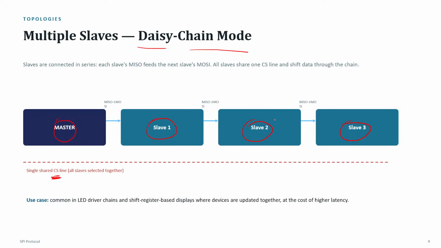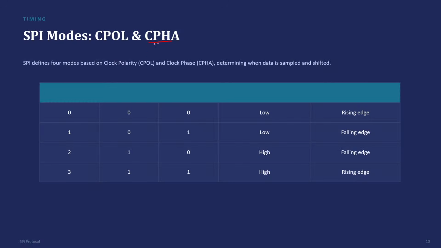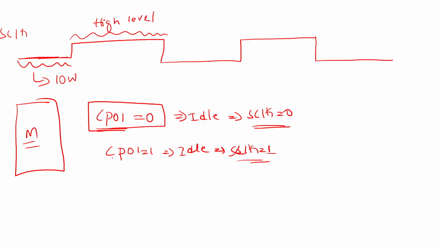And when to shift the data and when to sample the data is basically decided by your clock phase. There will be one more signal which is known as clock phase. Depending upon this signal, clock phase, I'm going to decide when to sample the data and when to shift the data. So using these two signals, I'm going to decide when the idle phase of the clock is and when I'm going to shift the data.